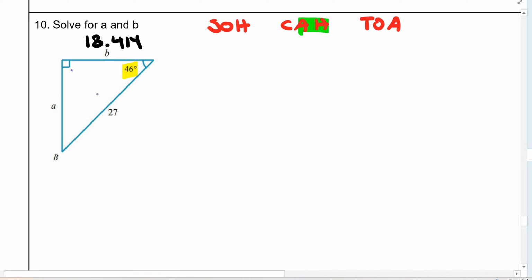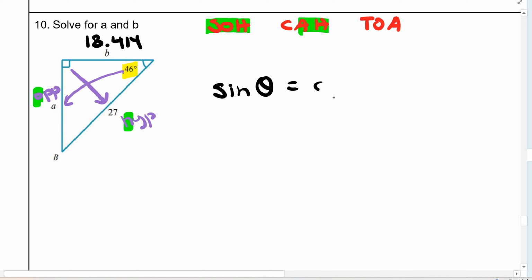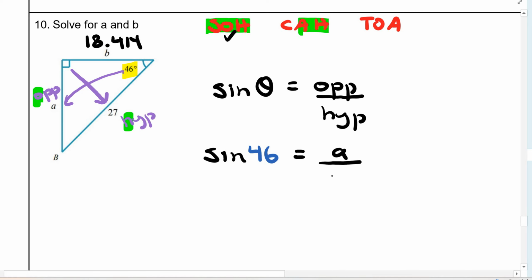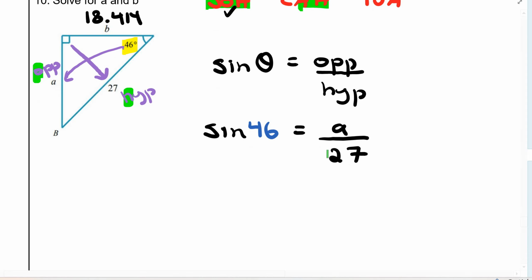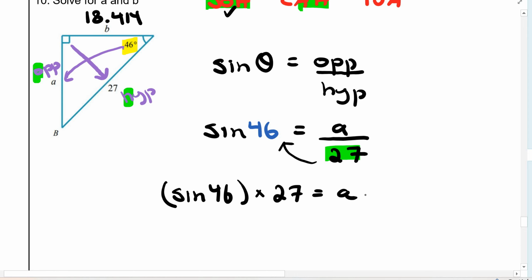It turns out that the 27 is your hypotenuse. I always use the numbers given to me in the problem, and with respect to the angle of 46 degrees, this is your opposite, right? So now we need the opposite and the hypotenuse, and that's the sine function right here. So I write sine of the angle equals the opposite, opposite comes first, divided by your hypotenuse. My angle here is 46 degrees, my opposite is going to be A, and my hypotenuse is 27. Just like the previous question, we take our 27 and multiply it with sine 46. So sine 46 is just one number, and we times that by 27, and that would equal A.